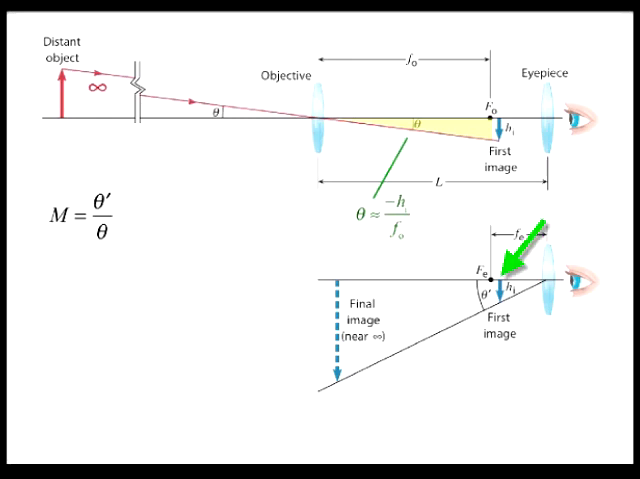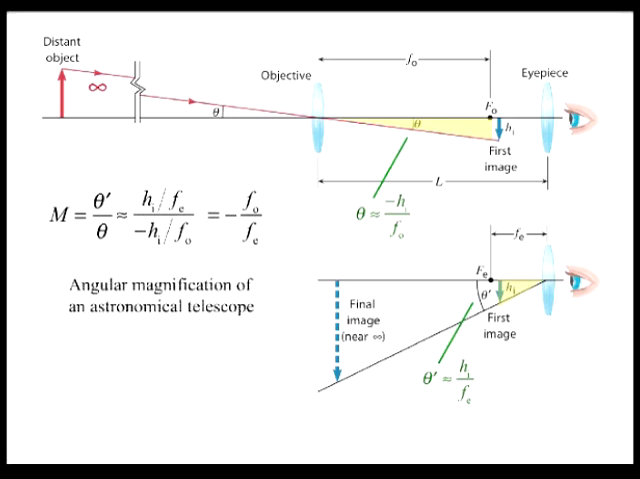The expression for theta prime is obtained by noting that the first image is located very near the focal point FE of the eyepiece, which has a focal length fe. Therefore, theta prime is approximately equal to hi divided by fe. Substituting these values for the angles and canceling the image heights hi from the numerator and the denominator, the angular magnification m is approximately negative fo divided by fe.